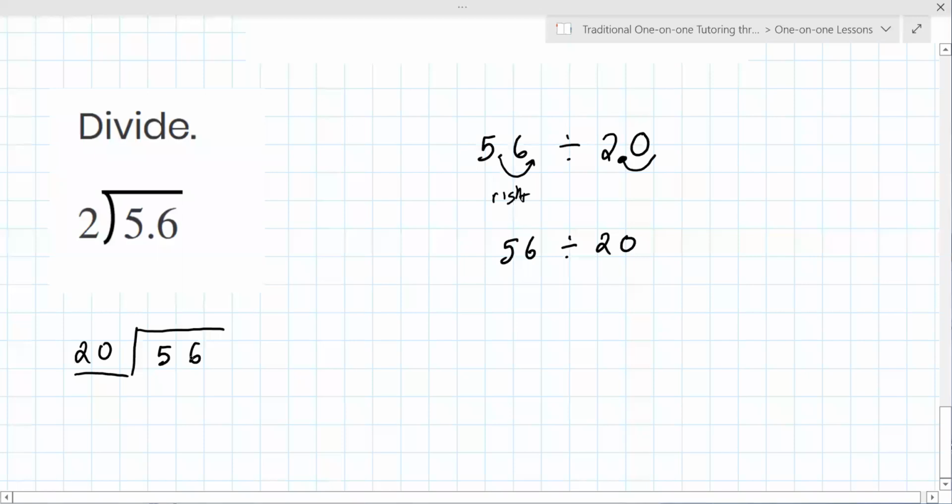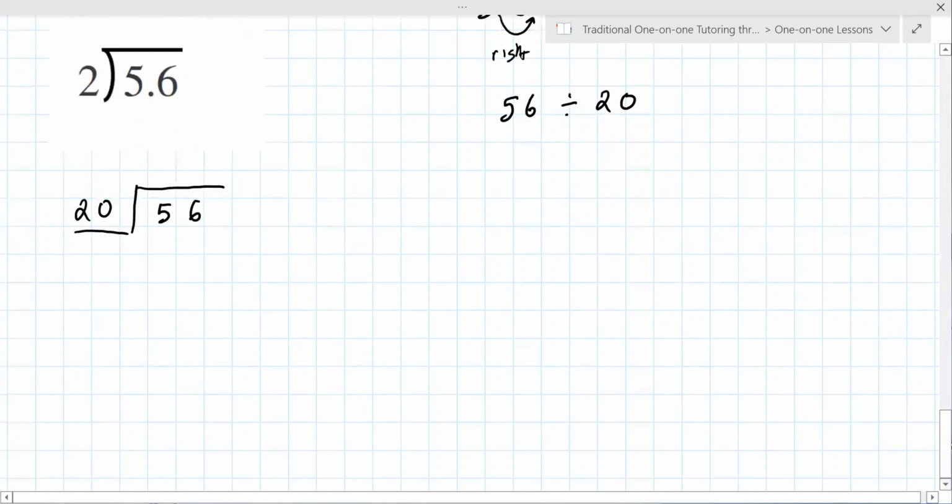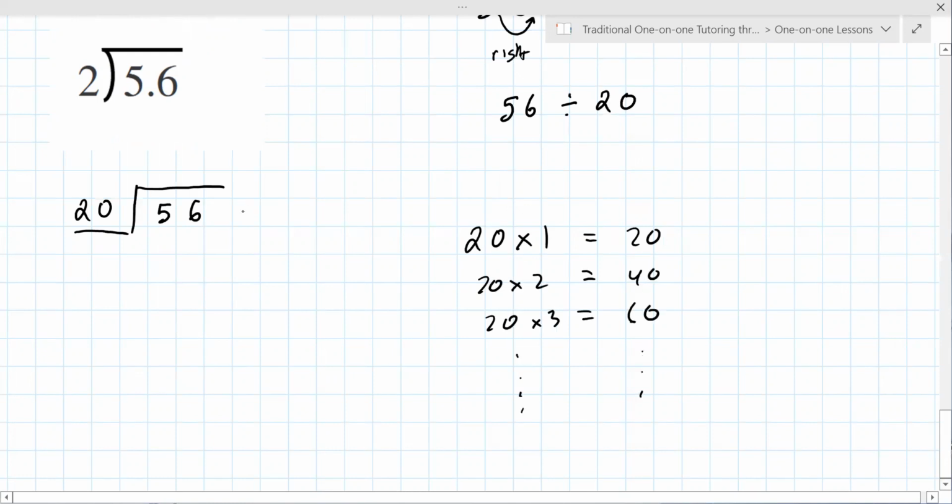Now 20 is a big number, but it's not too bad. This is one of those you could do another way, but we'll work on it like this. Does 20 go into 5? No. But does 20 go into 56? Yes. So you could be like, all right, 20 times 1 is 20, and 20 times 2 is 40, and 20 times 3 is 60, and so on, right? But you have to find the number that it falls between. So what number does it fall between?